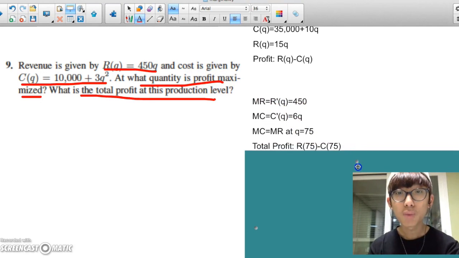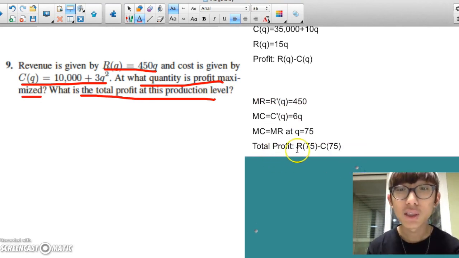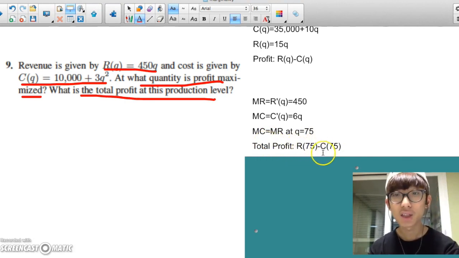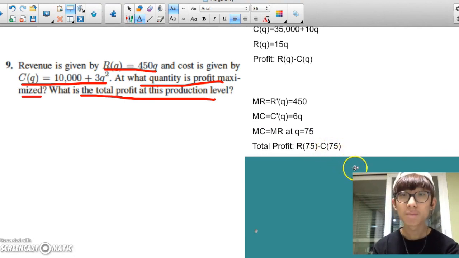Now to find total profit, as I said before, profit is revenue minus cost. So total profit is the revenue when produced 75 quantity minus the cost when produced 75 quantity. Okay? So that's the end of the video.